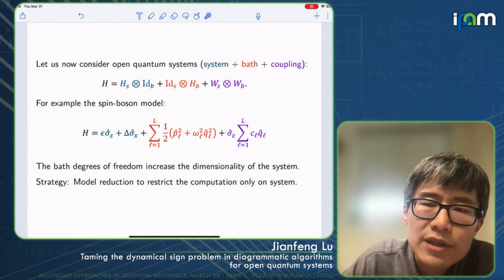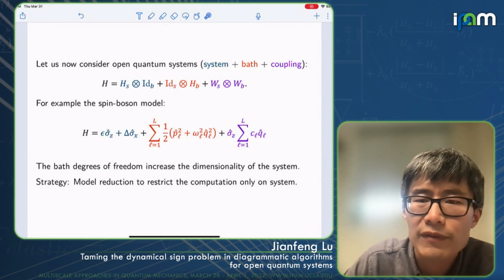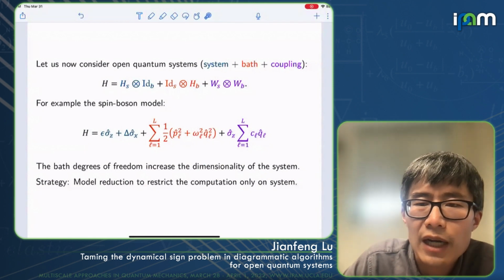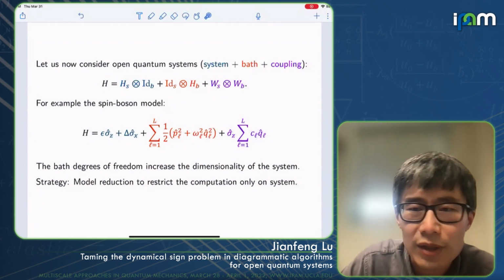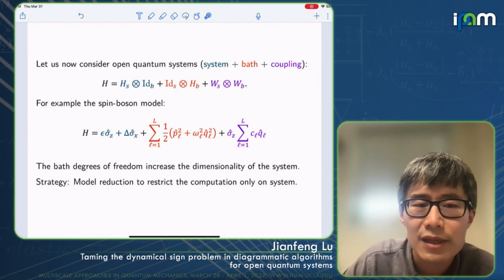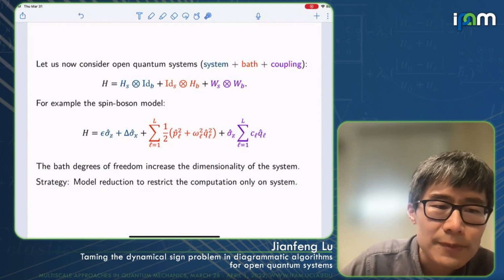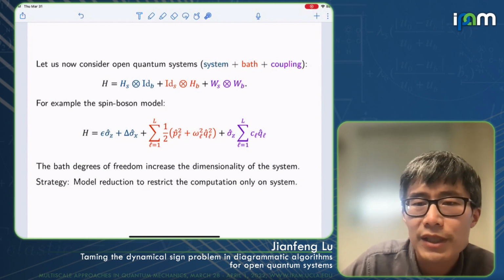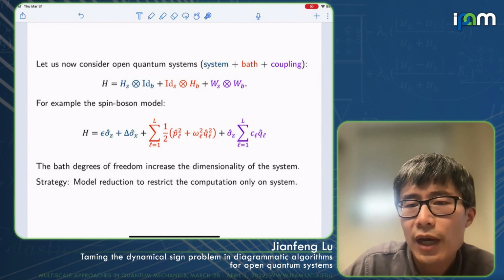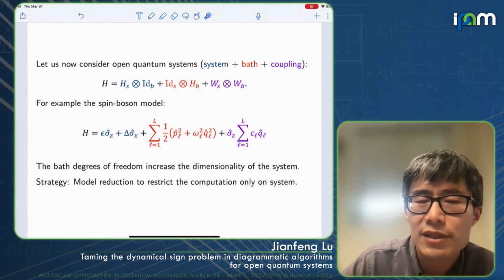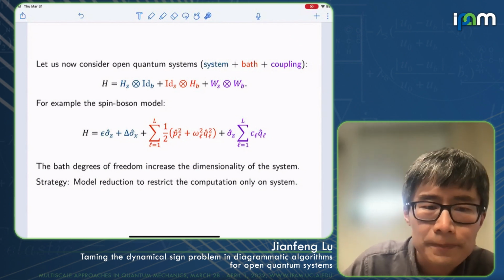Of course, the challenge for open quantum systems, which is also very similar to many of these embedding methods, is that we have too many degrees of freedom in the whole thing. In particular, the bath has many degrees of freedom, and we cannot afford that. So the strategy here is really model reduction, so that we can hopefully restrict our computation to just the system part, and the bath part can be integrated out.